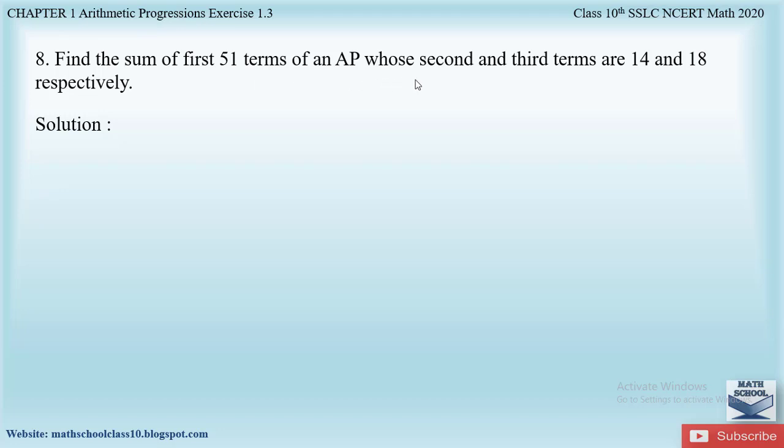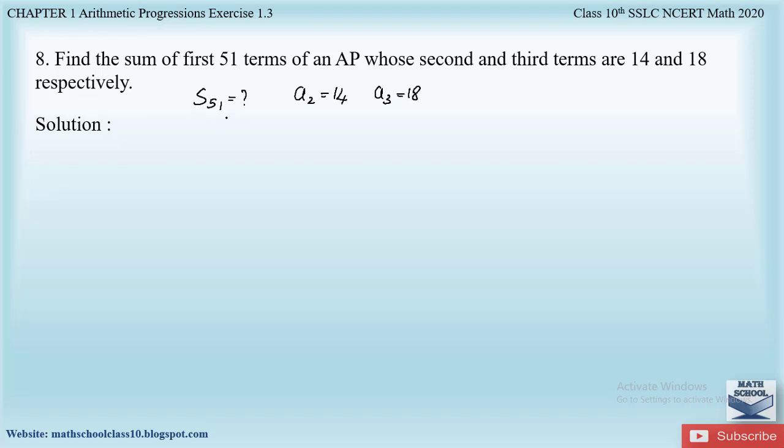Now let us solve question number 8 from exercise 1.3, which says: find the sum of the first 51 terms of an AP whose second and third terms are 14 and 18 respectively. Let us first write down what they are asking and what they have given. They are asking for the sum of the first 51 terms, so we have to find S51. The second term a2 is 14 and the third term a3 is 18.